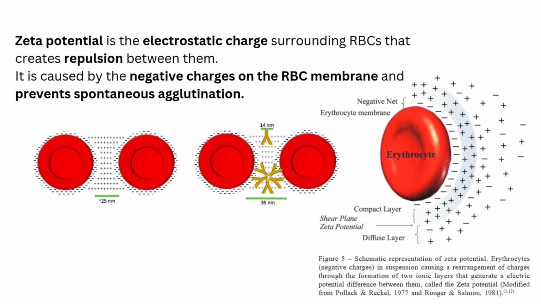So the negative charge originates from the RBC membrane itself, creating a sort of protective barrier that ensures the cells remain separate. And this concept is vital. Why? Because it explains why, under normal conditions, our blood cells circulate smoothly without forming unwanted clumps. So, in summary, zeta potential is a key player in maintaining the fluidity and proper function of our blood. And as we move forward, we'll explore how this principle is applied in different types of AHG tests, which are essential in transfusion medicine.